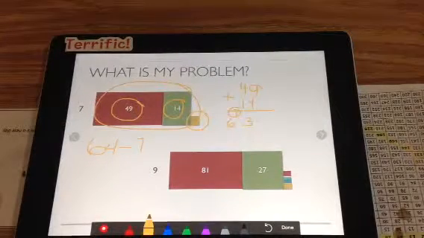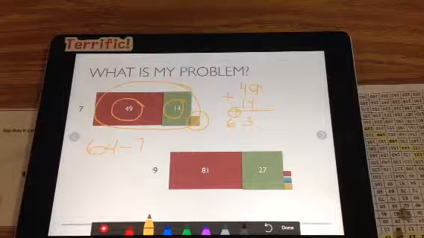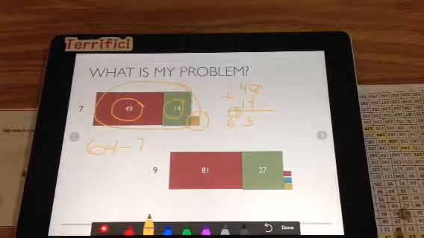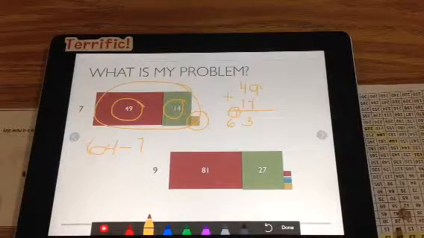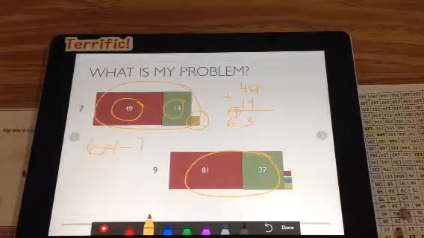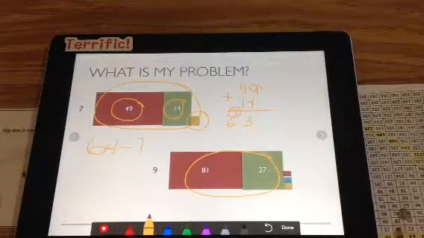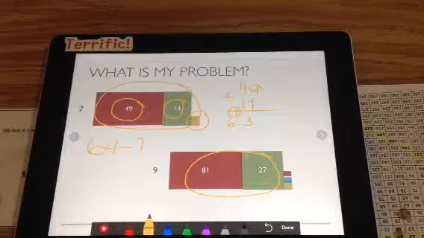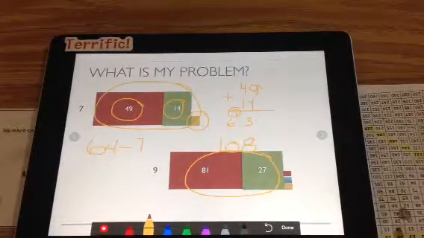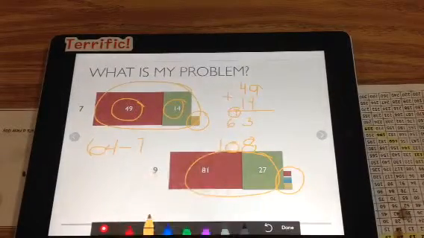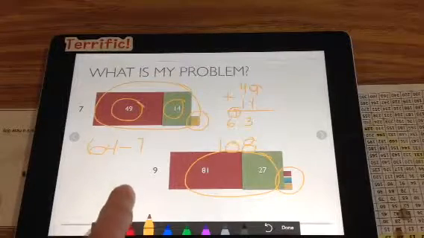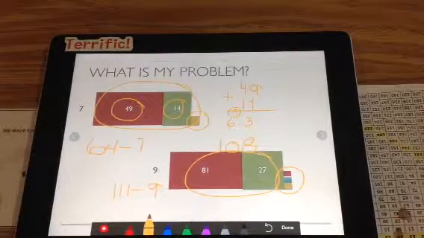Go ahead and figure out this next one. I'll give you some time. All right, hopefully you determined that you have to figure out what those two add up together first. And hopefully you figured out it was 108. Then you have 3 little remaining pieces, which you also add in, which would make it 111 divided by 9.